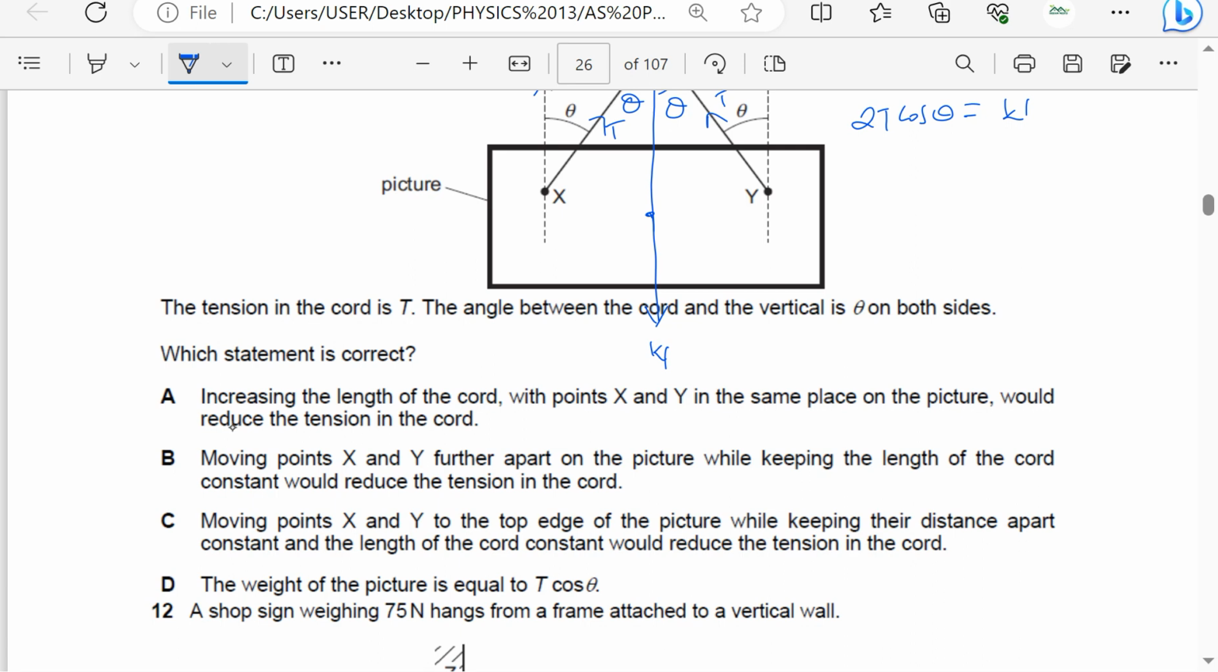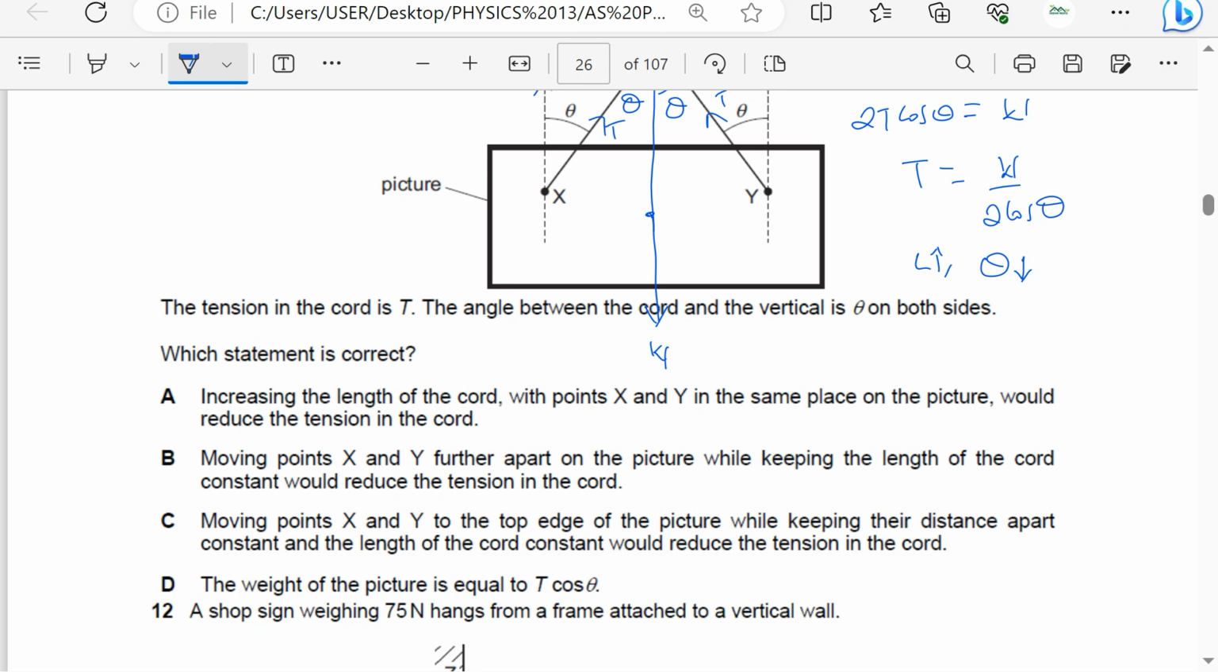Okay, increasing the length of the cord with the points X and Y in the same place on the picture would reduce the tension in the cord. Note that the tension is going to be equal to weight over 2 cos theta. And what happens to theta when we increase the length of the cord? Of course, if the length increases, the angle theta is going to become smaller.